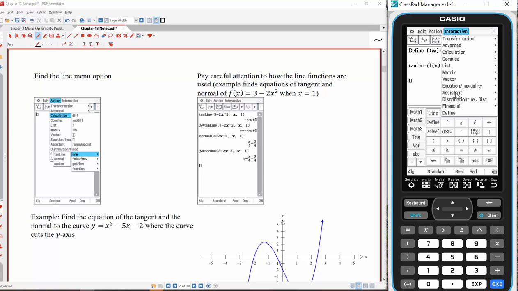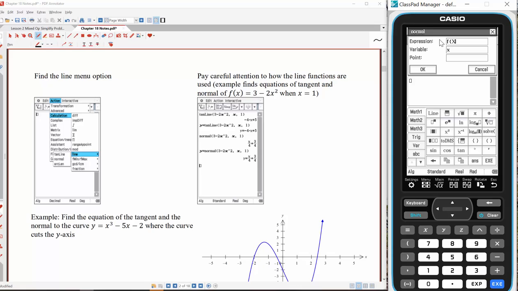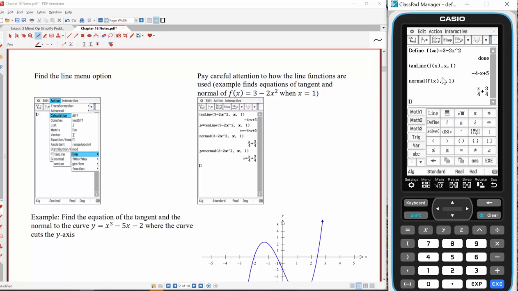And normal works exactly the same way. So line, normal, for f of x at the point x is equal to 1. And there's our normal. You can see here what we've got is a gradient of -4 there, and the normal has a gradient of the negative reciprocal of that, so 1/4.